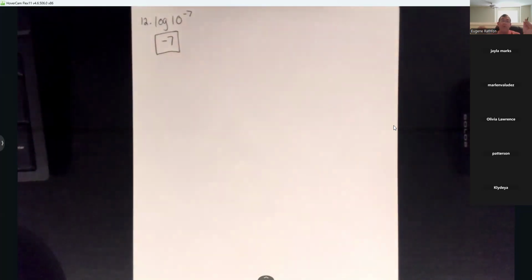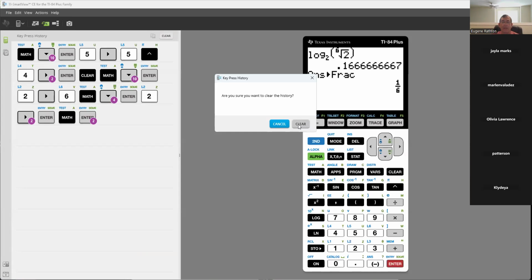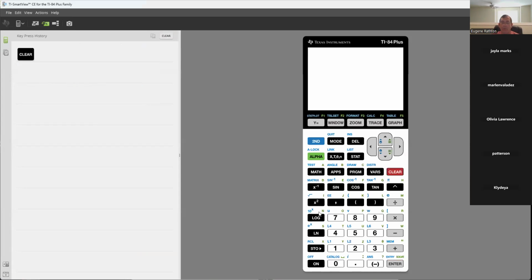And y'all, you can push that one right on the front of your calculator. Anytime you don't have a base, y'all just use the log right here and then put in 10 exponent negative 7, enter. You'll get that negative 7, okay?